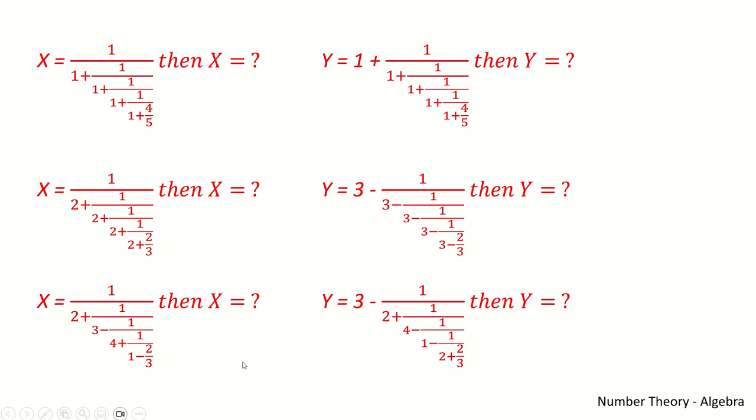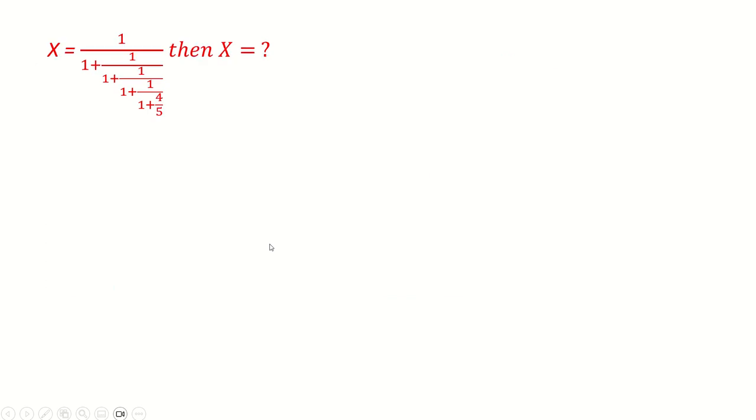So let's see the general method and the easy, quick way to solve it. Let's take the first problem. This is something like this: 1 by 1 plus 1 by 1 plus 1 by 1 plus 1 by 1 plus 4 by 5.